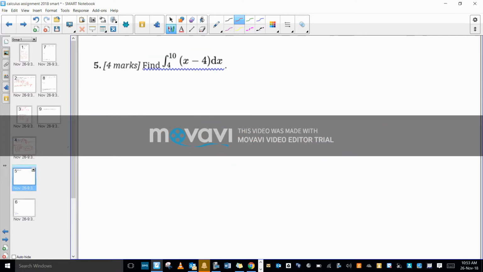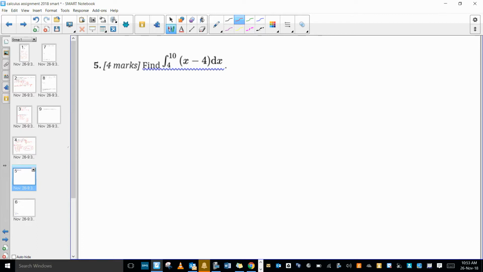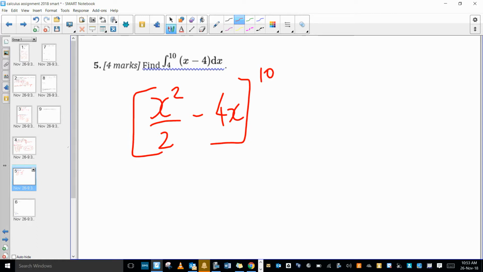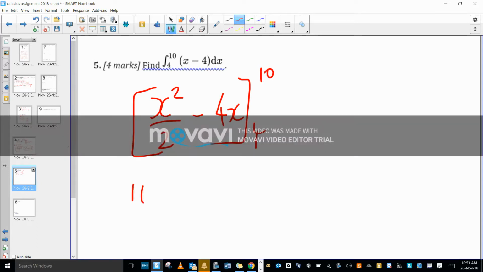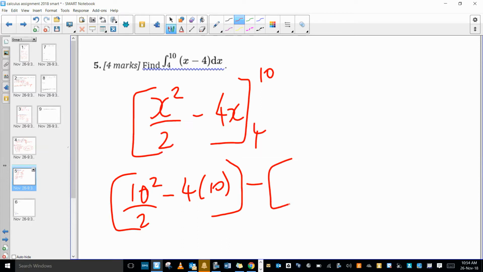Alright, next one. It's a definite integral, so we're integrating x minus 4, so that becomes x squared over 2 minus 4x between 10 and 4. So that's 10 squared over 2 minus 4 lots of 10. Subtract 4 squared over 2, subtract 4 lots of 4.